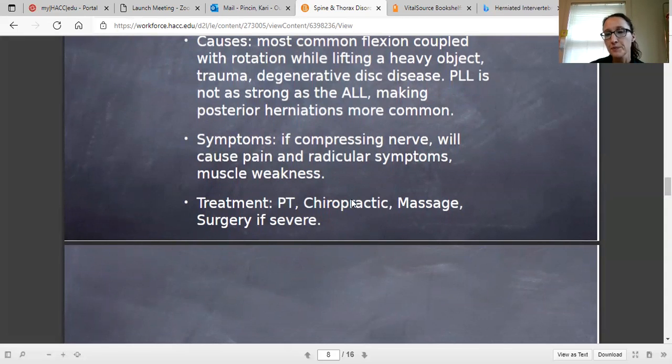Physical therapy, chiropractic, surgery, it really just depends on how severe it is. And only your client can tell you how severe it is. They most likely have had MRI imaging if they know that they have a herniated disc and they have a diagnosis. So they'll let you know.